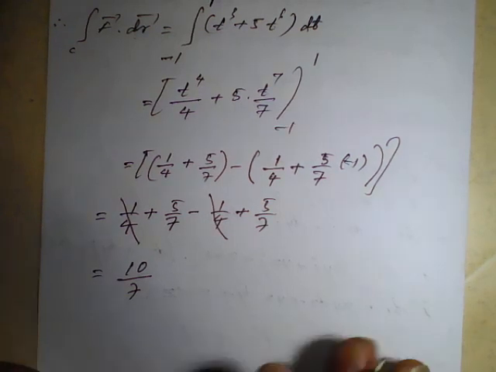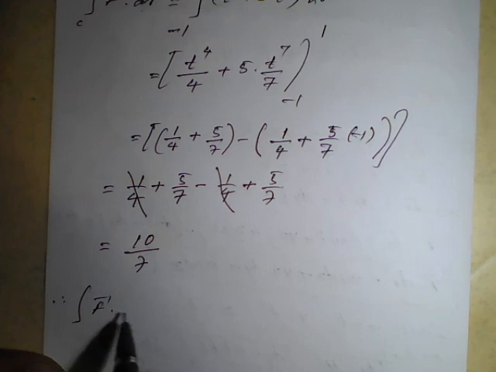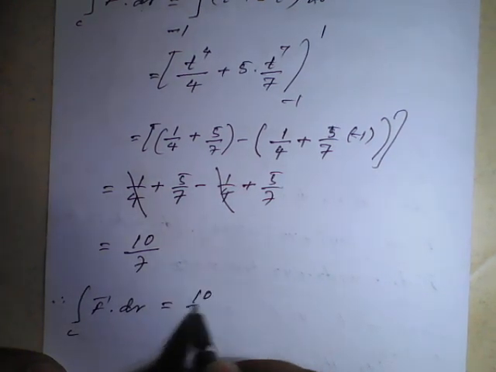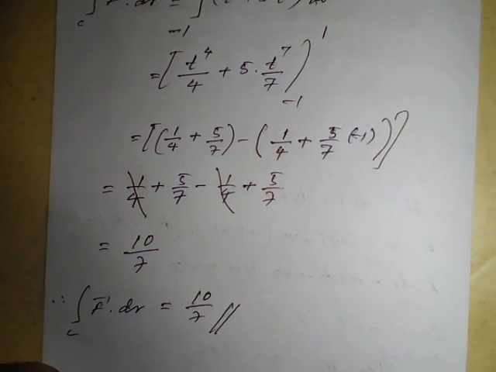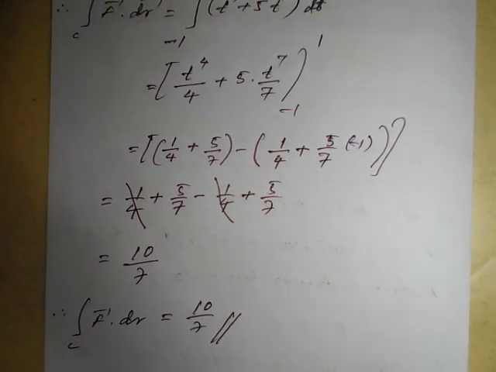So therefore the integration of vector F dot dr over the curve C is given by 10 by 7. So in this way we have to perform the problems based on line integral.